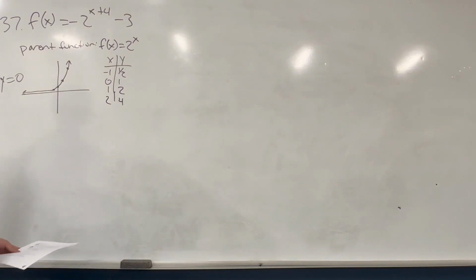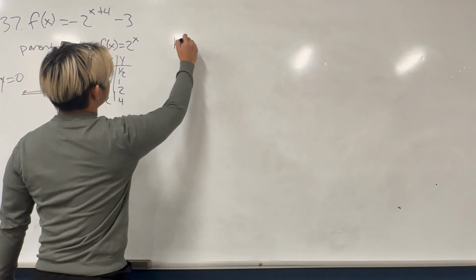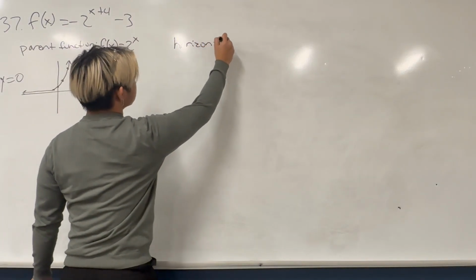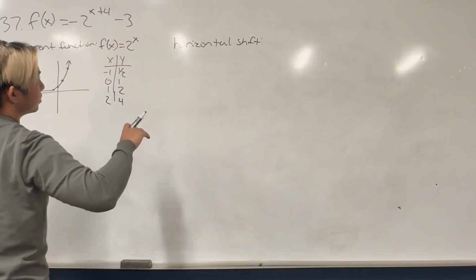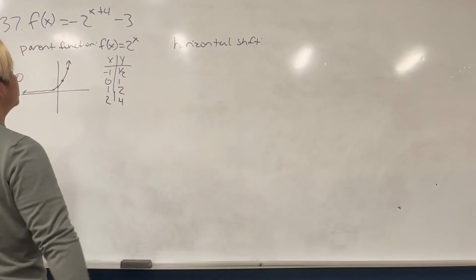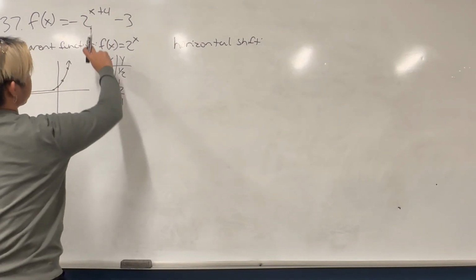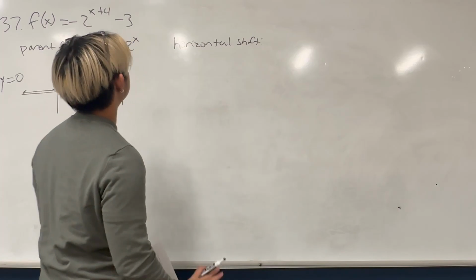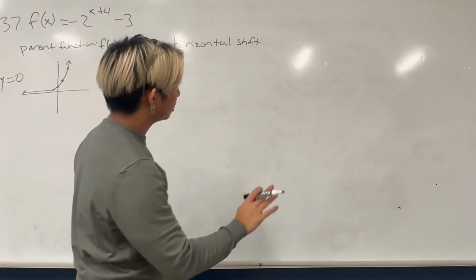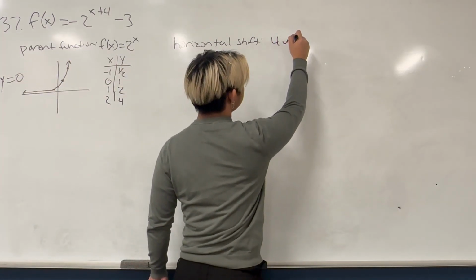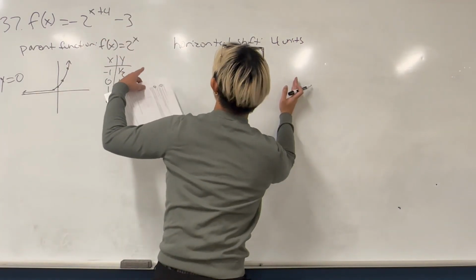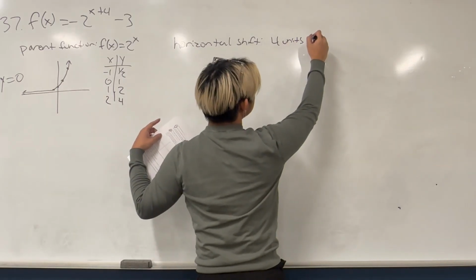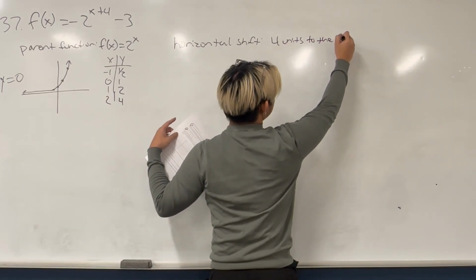So what's our next transformation? We have a horizontal shift. I would ask how many units and where. So we have x plus 4, what does that mean? It means we're moving 4 units to the left, because we do pretty much the opposite of whatever it's telling us here. So plus 4 would be here, but no, we're actually going to go here. So 4 units to the left.